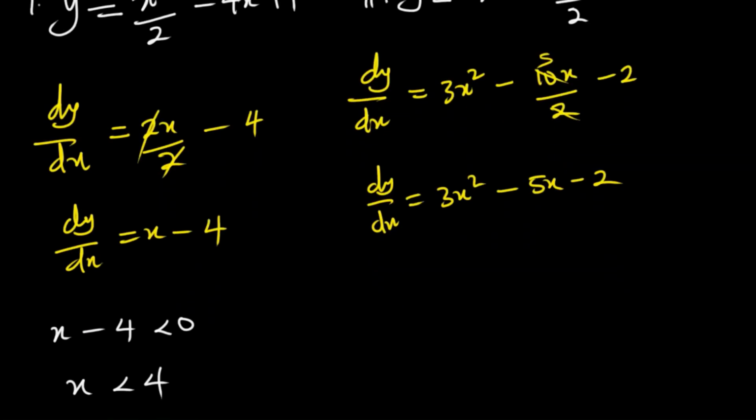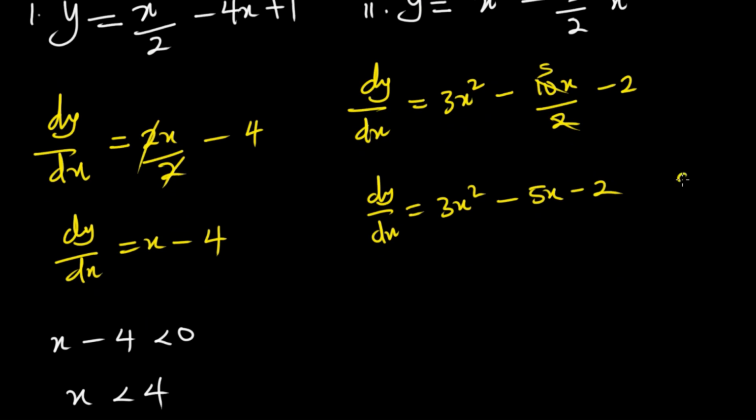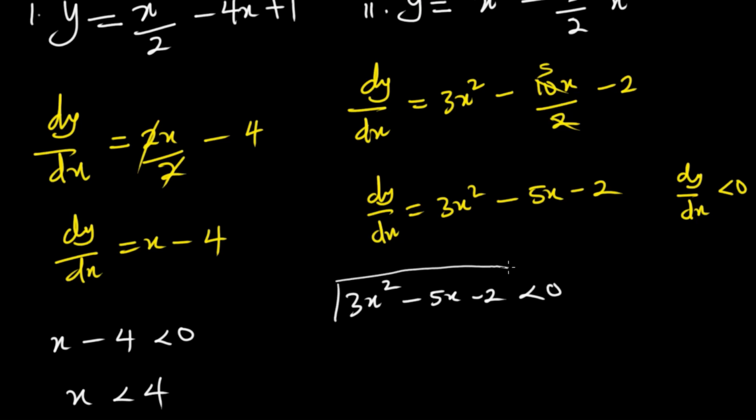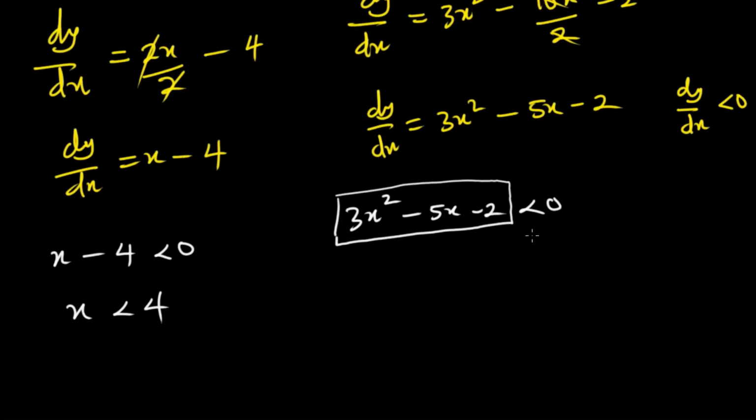Again, I have to satisfy the condition that dy over dx is less than 0. So if I translate this here, I'm going to have my definition of dy over dx, which in this case is 3x squared minus 5x minus 2 less than 0. Now I'm left with solving this quadratic inequality. Again, the first thing to do is to find the factors of this quadratic expression, which gives 3x plus 1 and x minus 2 less than 0.